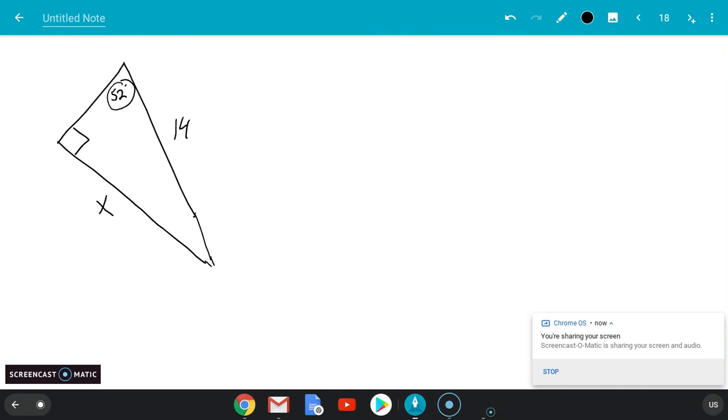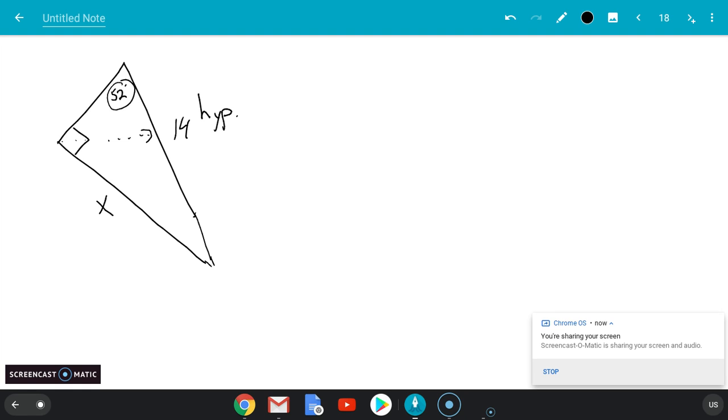Yes, there is a right angle there. However, that's only to tell us one thing. And what's the one thing it tells us? Well, if I look here, it tells us that this side right here is the hypotenuse because it's opposite the 90-degree angle.